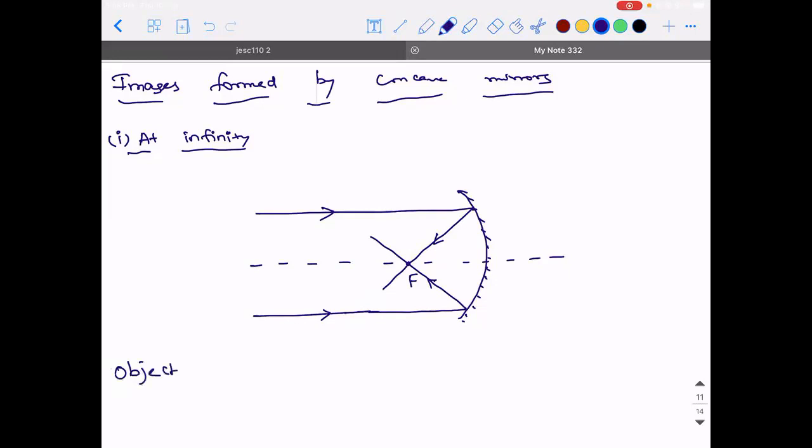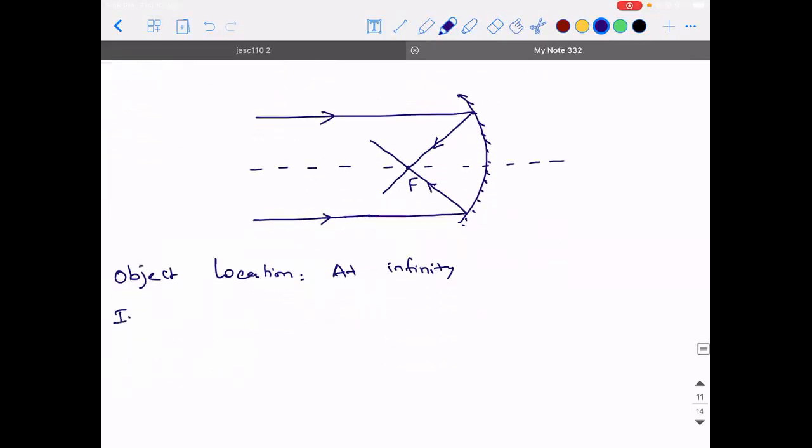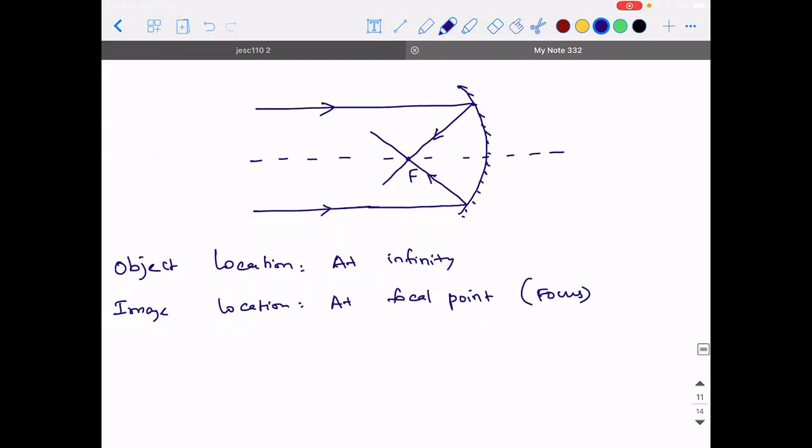Object location. Where is it? At infinity. Okay. Image location. Where is it? At focal point. Focal point, or I can say focus. Okay. Then what is the next thing?